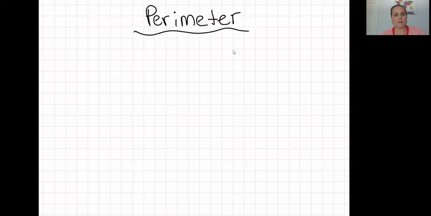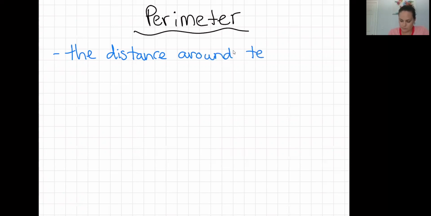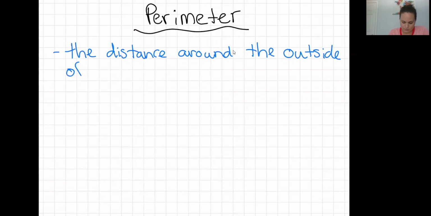So just like with area, with perimeter, what we need to understand first is what perimeter means. So if you've got your paper and your pencil or something to write with, you might want to write down this definition just to remind you for later what you're looking for when you're finding the perimeter of a shape. So the perimeter of a shape is the distance around the outside of a shape.